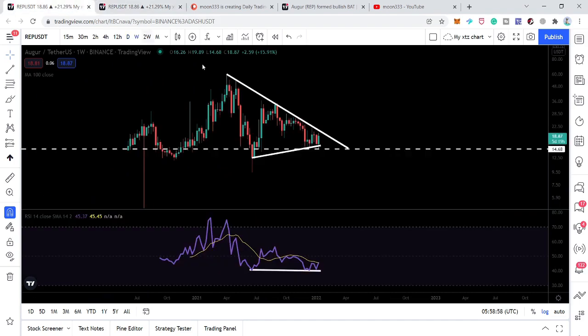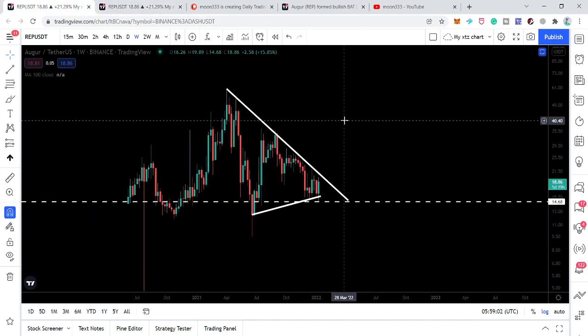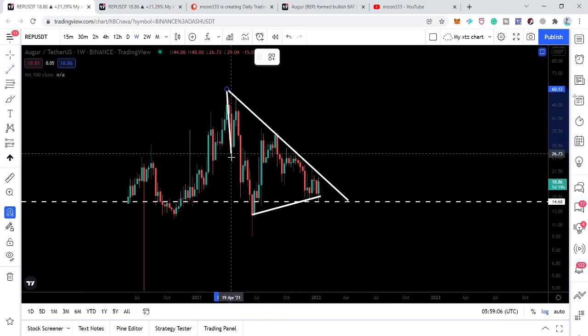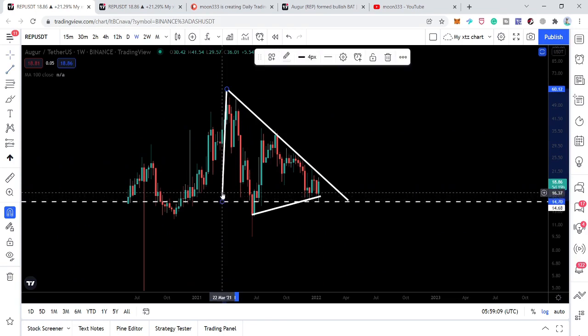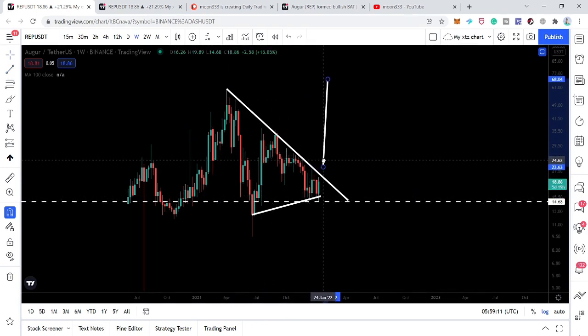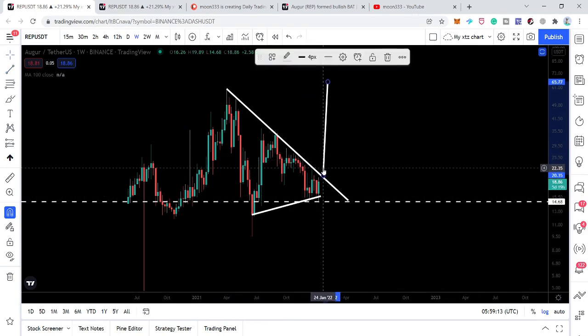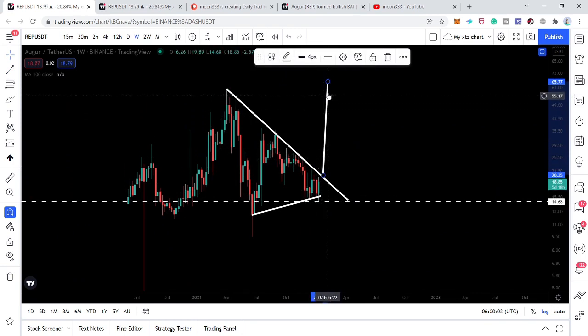Now, if we switch back to this weekly time frame, then after breaking out of this falling wedge, it can also break out of this descending triangle as well. Now, the target for this descending triangle, if I place it here, for example, if we are expecting a breakout from here, our next expected target can be approximately $66.